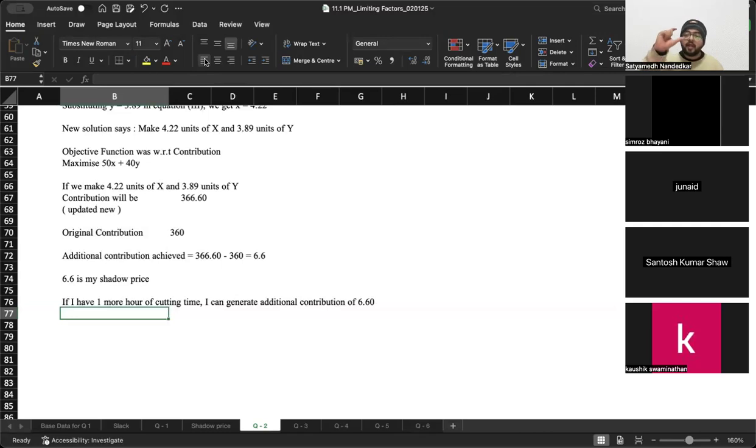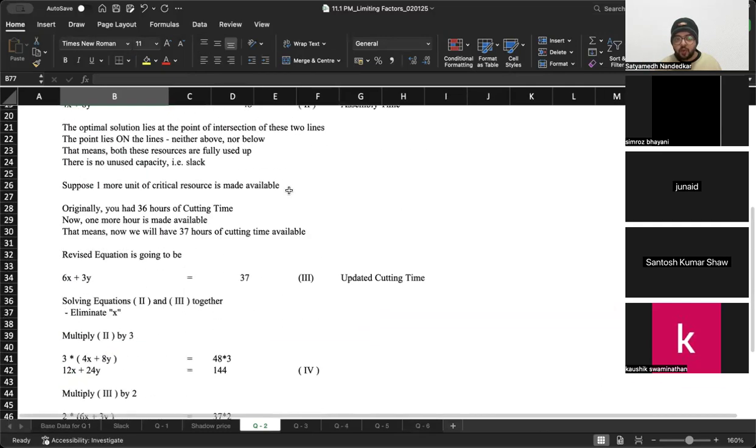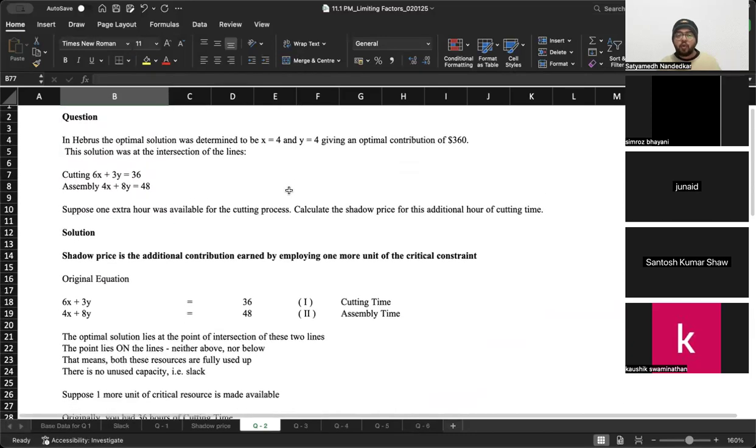This is how the idea of shadow price is used in negotiating purposes also. So don't look at shadow price as only a calculation. Of course, calculation we will do for our exams, but we need to understand the basic DNA कि भाई ये shadow price use किस में होता है. Shadow price is used further for negotiation purposes also.